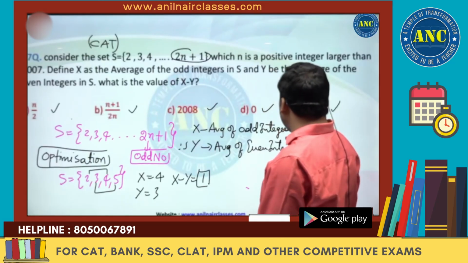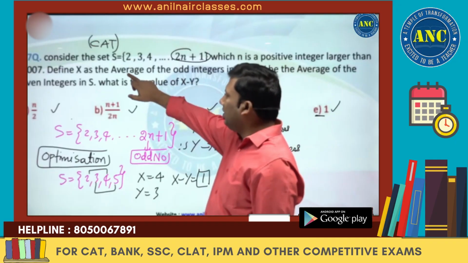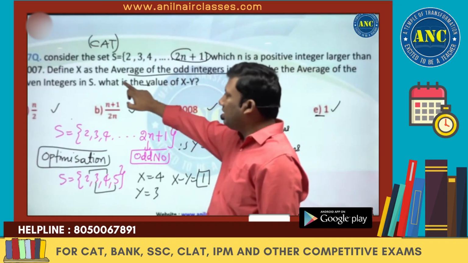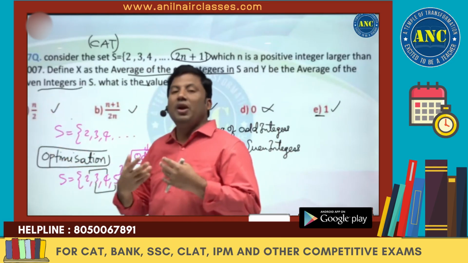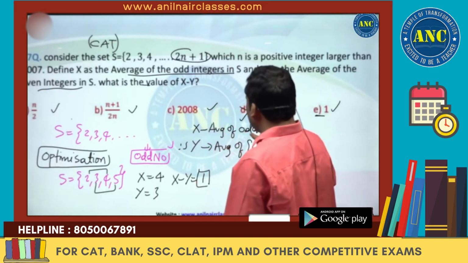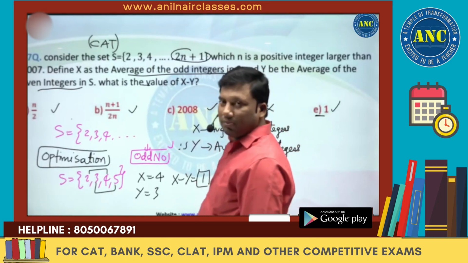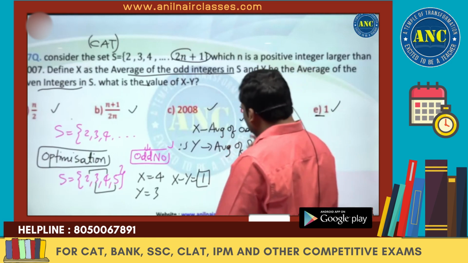If you see, 1 is present here, 0 not possible. Why? Because these are the average of odd integers and the average of even integers. Even integers will be 1 above the odd integers. How can the difference be 0? This is not possible. I hope it is clear. I took it out with 4 values. I am getting answer 1.